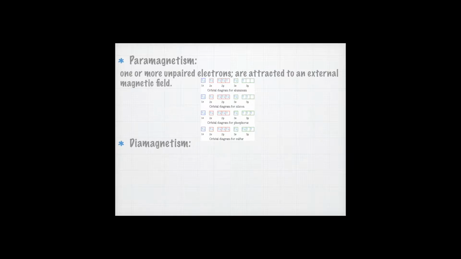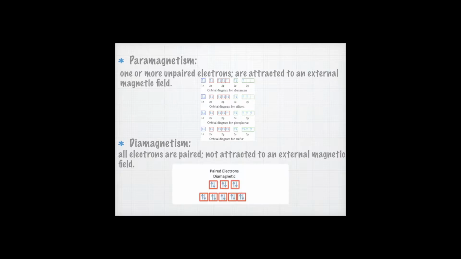Now, if an element is diamagnetic, what that means is that all of its electrons are paired, and as a result, elements that are diamagnetic are not going to be attracted to an external magnetic field. And so examples of these, anything that has a full orbital. So for example, if the 2p orbital were filled, or if the d orbital were completely filled so it does not have any unpaired electrons. So that's paramagnetic and diamagnetic.